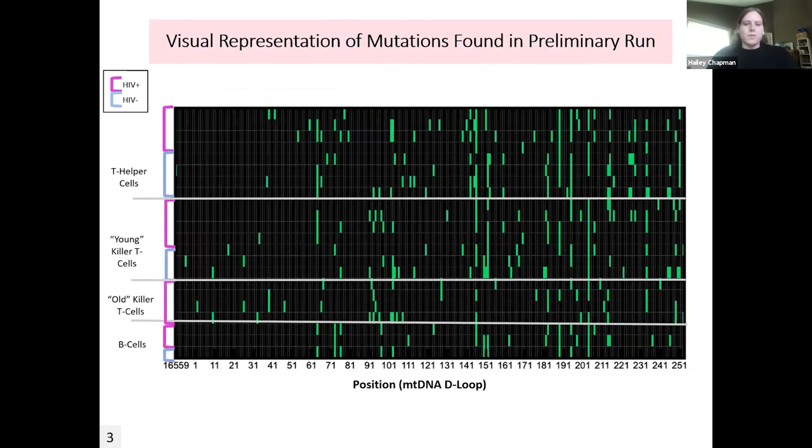So we're still finishing up a full sequencing run. Today I will be presenting some preliminary data that we collected. This preliminary run was mostly done to look at the feasibility of using this sequencing assay for the different subsets. This figure is a cool visualization of the mutations that we found. One horizontal line across this figure shows one specimen's D loop. And everywhere that you see green, there is a mutation at that position. As you can see, we saw mutations in every single specimen, and this is pretty typical of what we've seen in previous runs of whole blood. Next slide, please.